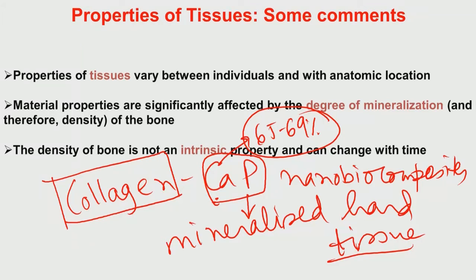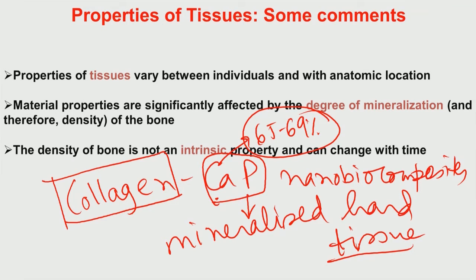So, therefore, since the mineral content goes down and is much lesser than in healthy adult bone structure, the bones in older patients are more prone to fracture or they become more fragile.